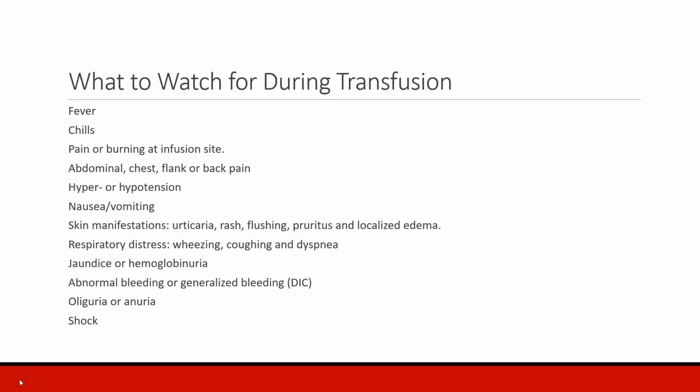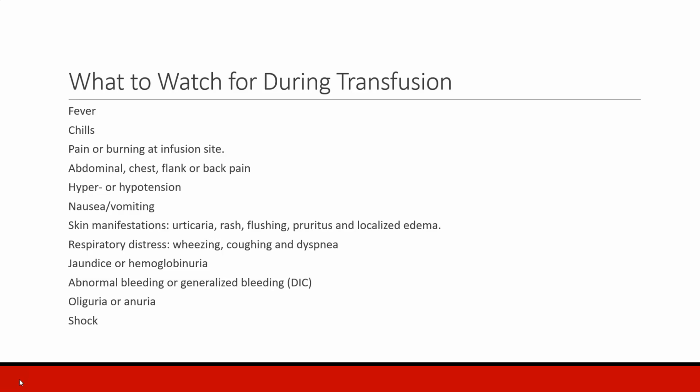Some skin manifestations which may occur are urticaria, rash, flushing, pruritus, and localized edema. Respiratory distress would include wheezing, coughing, and dyspnea, which is shortness of breath. Jaundice or hemoglobinuria: if there's massive amounts of red cells being destroyed, the hemoglobin then is visible in the plasma or serum on the sample that's drawn, and because the amount is so large, they can't tolerate taking care of that amount, so they may turn yellow, which is jaundice.